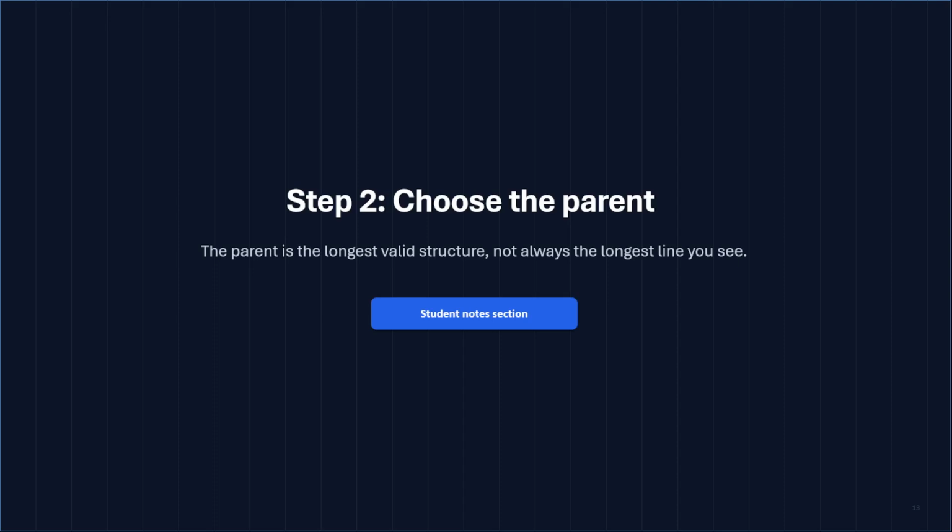Now we move to step 2, choose the parent. This is where the phrase longest chain can be misleading. The parent is not always just the longest line your eyes can trace. It has to be the longest valid parent according to the priority rules. In many cases, that means the parent must include the carbon attached to the boss functional group or the carbon that is part of the boss group itself. So before you count carbons, ask whether the chain you are choosing is allowed.